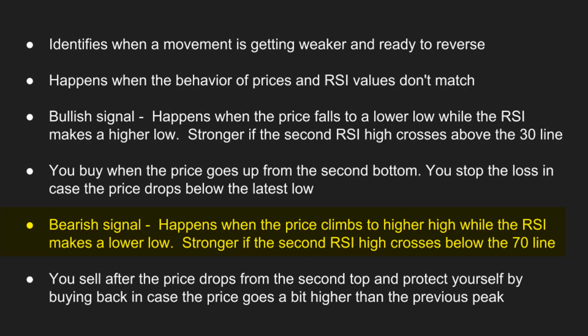Bearish divergence sell signal. This is the same idea but in the opposite direction. So if an up movement proceeds toward a higher high, while the RSI is performing a lower one, then it's a bearish sign, especially if the lower peak is below the 70 reference line. You sell after the price drops from the second top and protect yourself by buying back in case price goes a bit higher than the previous high.